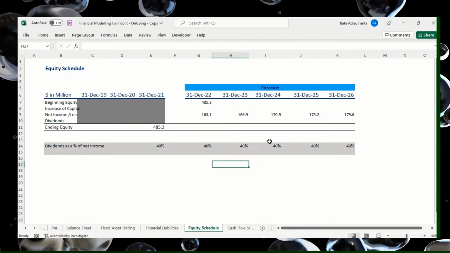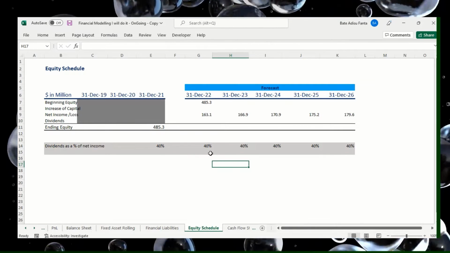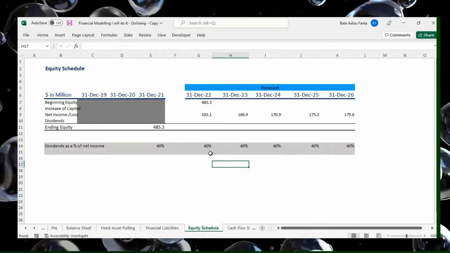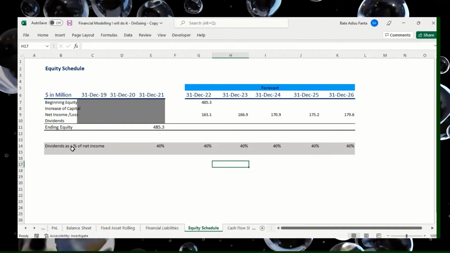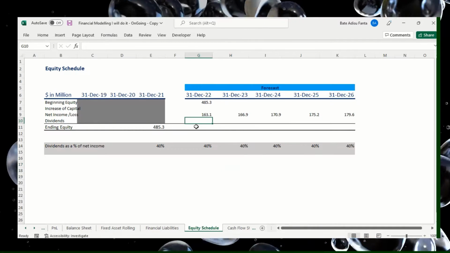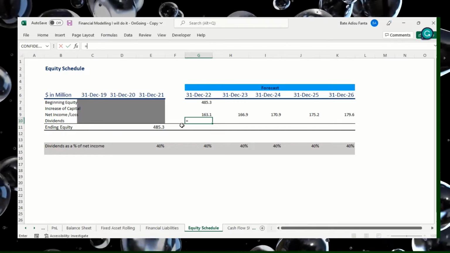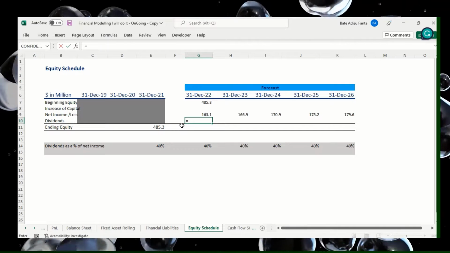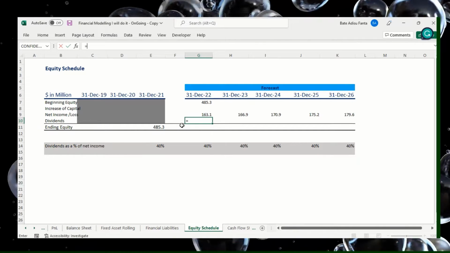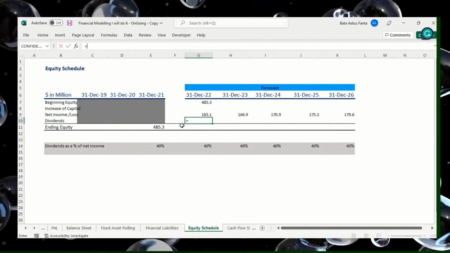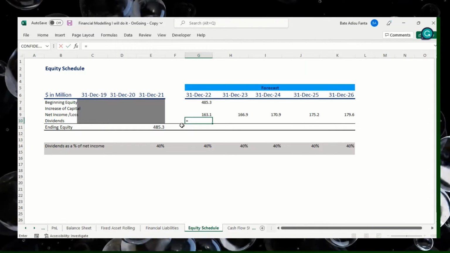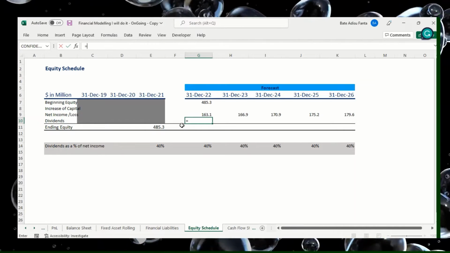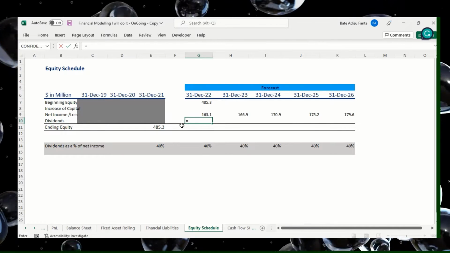So we can now easily calculate dividend based on the dividend percent we have here. So dividend here is equal to... The point here is we cannot simply multiply the dividend rate by the net income, because if there is a loss, then the company will not pay dividend to the shareholders.